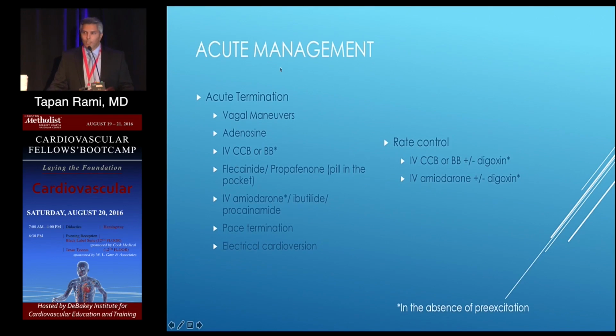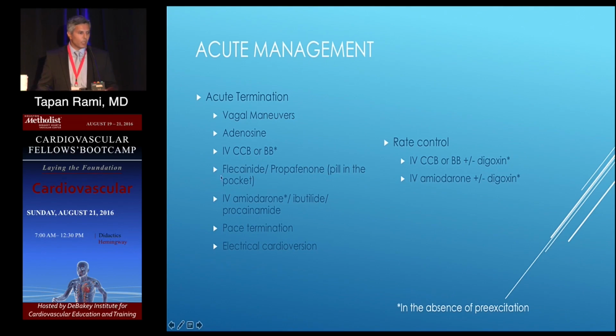I think Dr. Lamb's going to talk more about the medical therapy here. I'm just going to talk briefly about termination mechanisms that you may want to do. So start off with things that are at your disposal: vagal maneuvers, carotid sinus massage, cold ice pack to the face. You could do adenosine. You can do calcium channel blockers, beta blockers. If the patient has no structural heart disease, you can do a pill in the pocket.